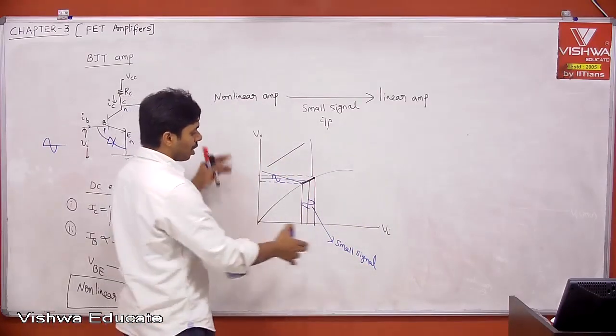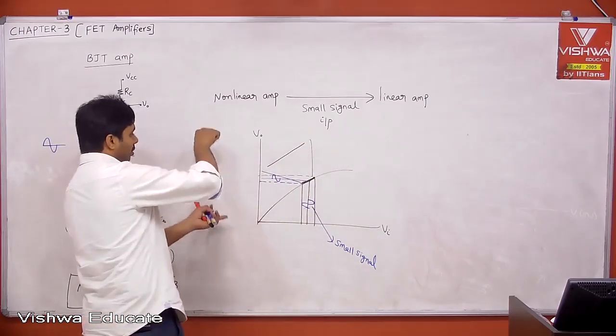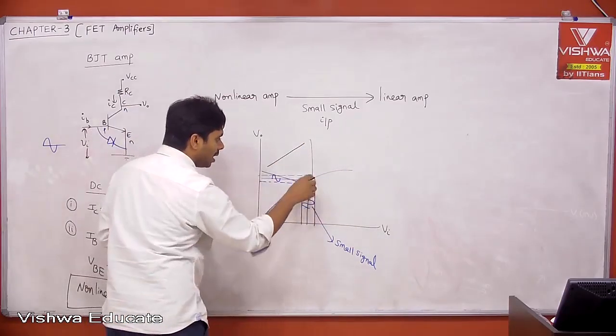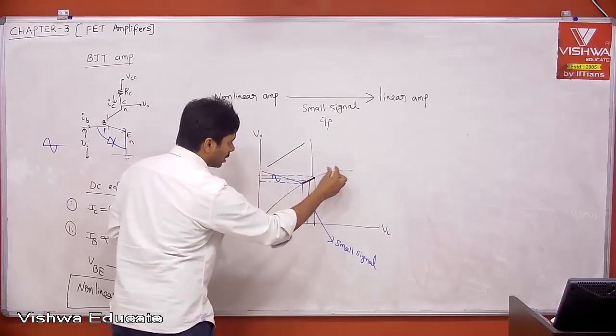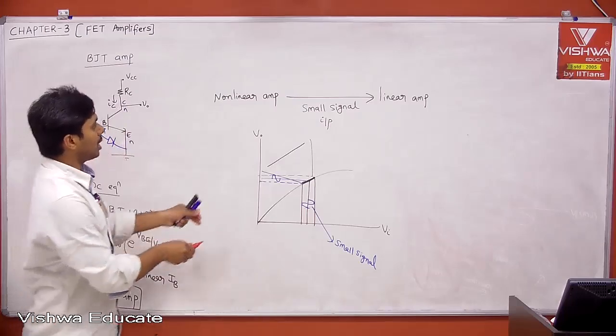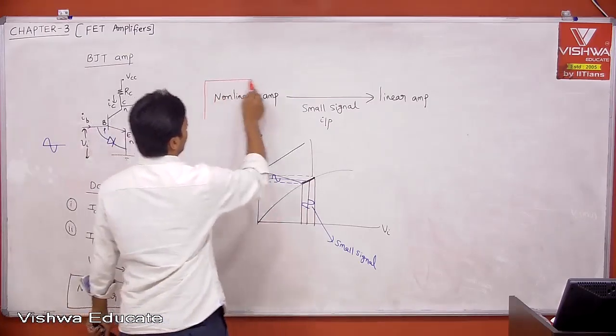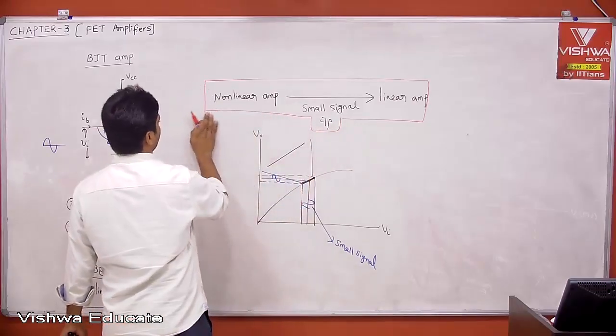Even though the system is non-linear, by applying a small signal we get linearity. If you apply a large signal, you will get non-linear amplitude distortion. But when you apply a small signal, everywhere in the smaller portions the characteristic is linear, so we get linearity. Therefore, a non-linear amplifier will become a linear amplifier by applying a small signal. That is very important.